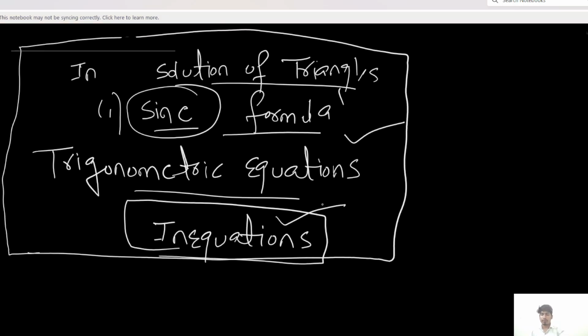What is the first question? The first question is on trigonometric equations: cot 2 theta is equal to sine 2 theta. We have to solve this. We know cot 2 theta is cos 2 theta upon sine 2 theta.